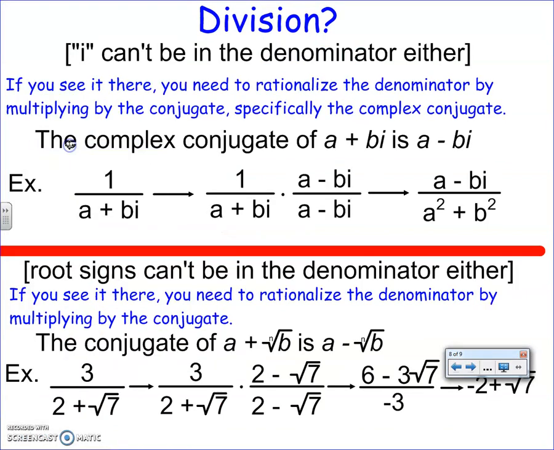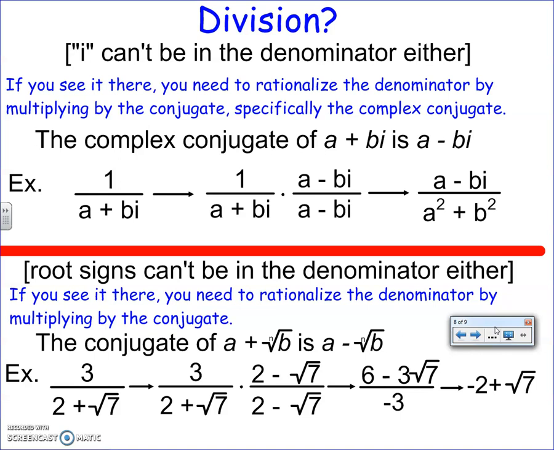Alright, the last part is division. One other rule about i, besides no exponents, is that i cannot be in the denominator. If you see it in the denominator, you have to rationalize the denominator by multiplying by the conjugate, or in this case, really the complex conjugate.